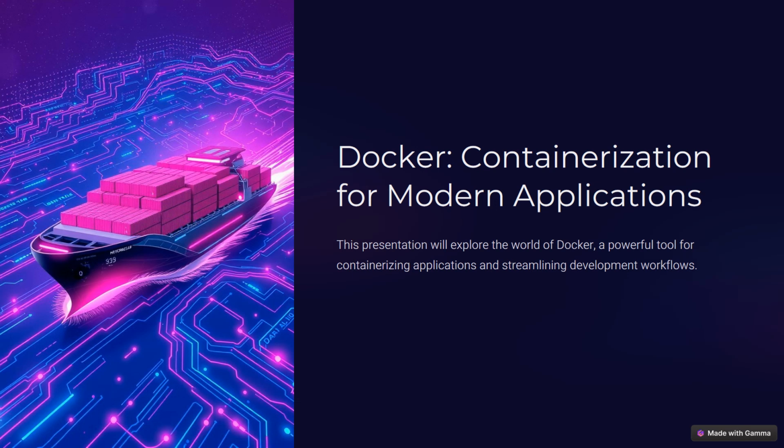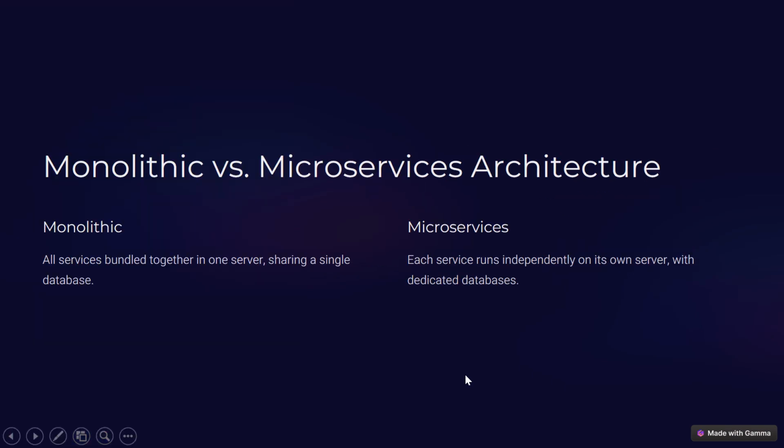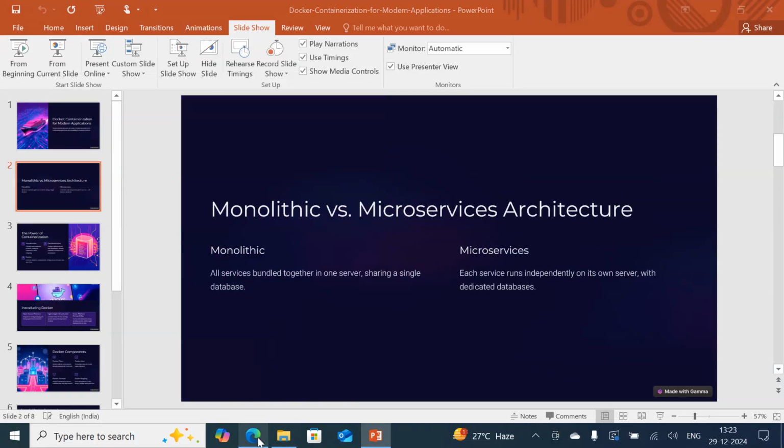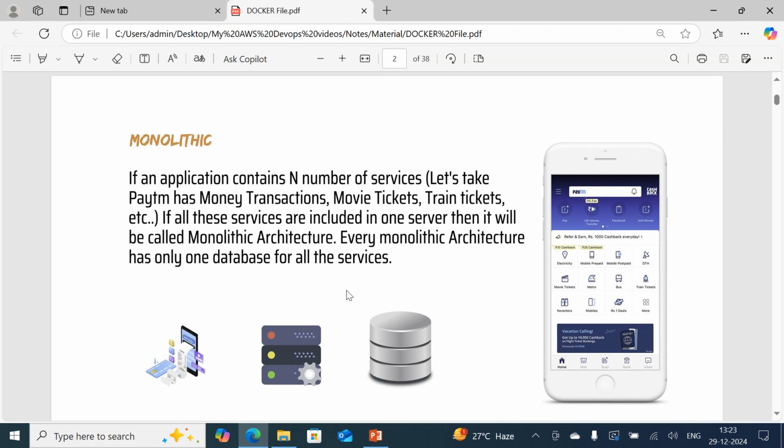If you want to understand it in a better way, first of all, you need to understand some concepts. Here, I'm going to show you in the slide. You need to understand the architecture. We have two types of architectures available: one is monolithic and another one is microservices. What is monolithic? I'm going to show you in the slide in order to understand it better.